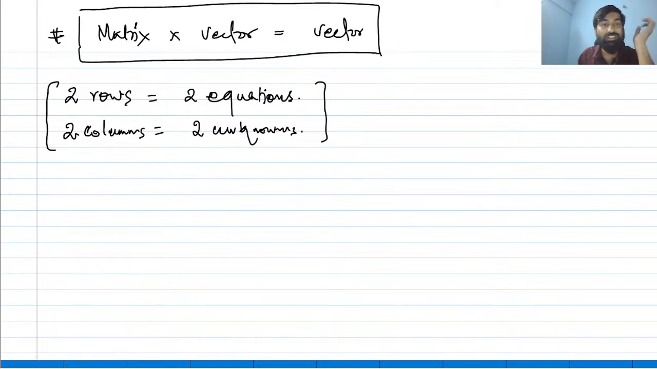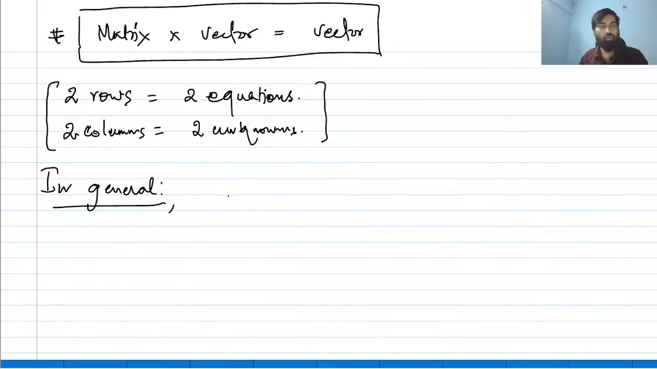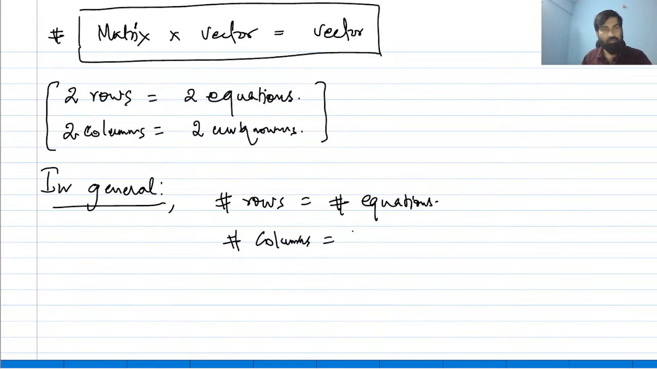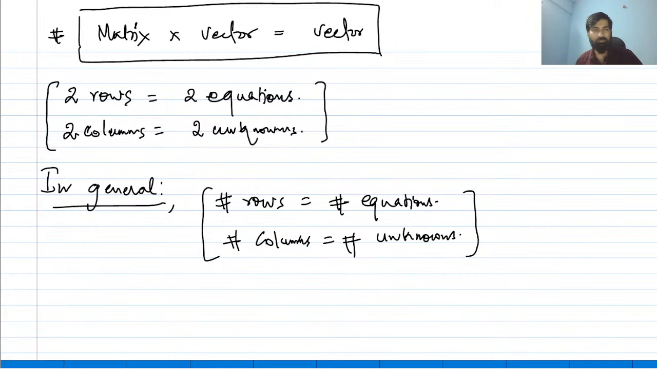Okay. So 2 rows and 2 equations, 2 columns and 2 unknowns, right? So number of columns, you can generalize now, okay? In general, number of rows is equal to number of equations. Number of columns is equal to number of unknowns. Please keep in mind these points.